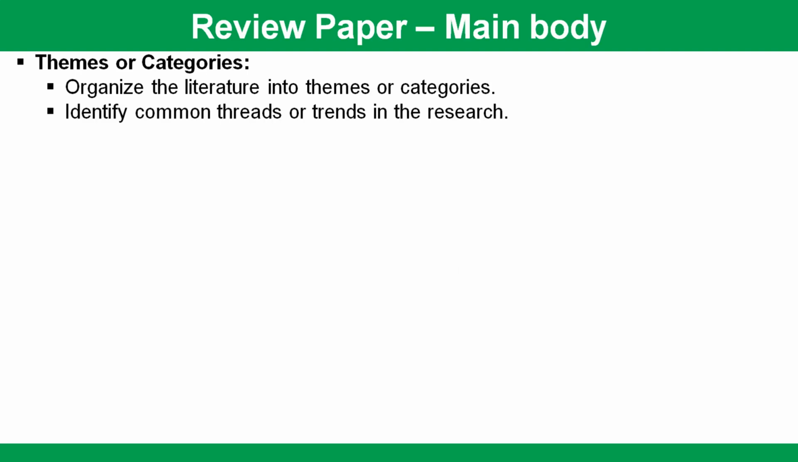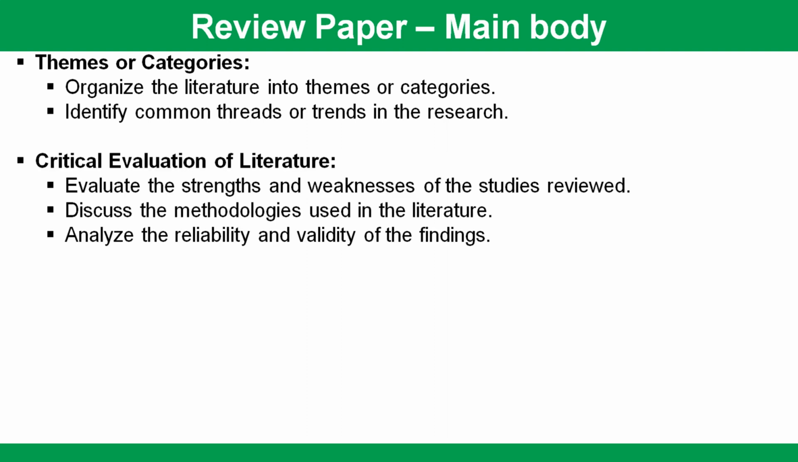Here, we will focus on the key components and strategies for drafting the main body of the review paper. Organize the literature into themes or categories to provide structure and coherence to your review. Identify common threads or trends in the research that emerge across different studies. Conduct a critical evaluation of the literature by assessing the strengths and weaknesses of the studies reviewed.